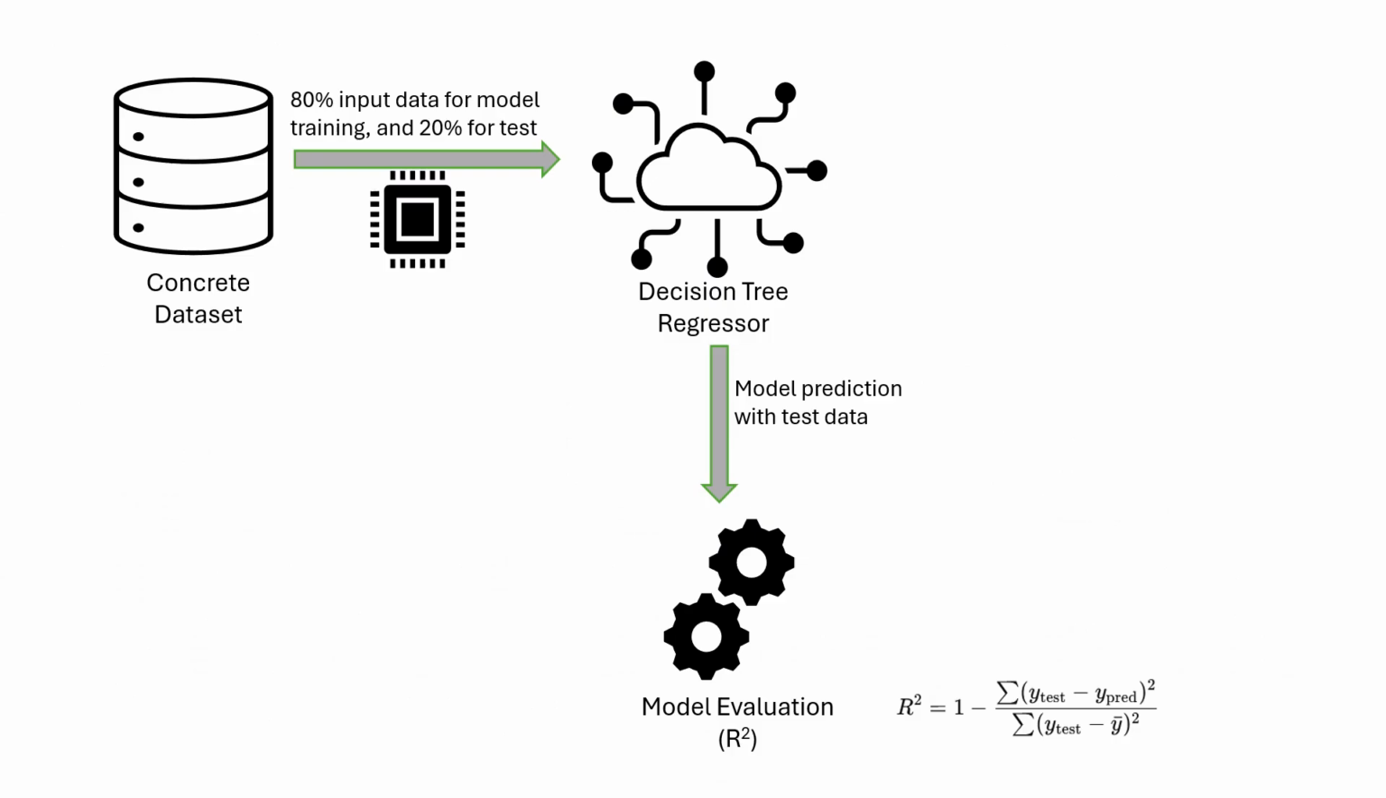Once the model is trained, we use it to predict the compressive strength values for the test set. We evaluate the model using R-squared score, which tells us how well the model explains the variance in the target variable. A higher R-squared value means the model's predictions closely match the actual results, indicating good performance.